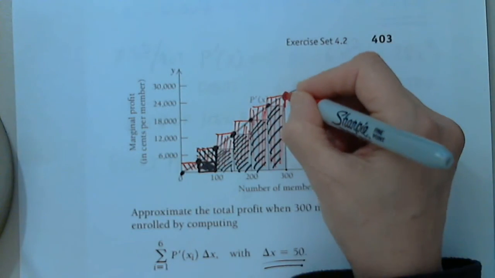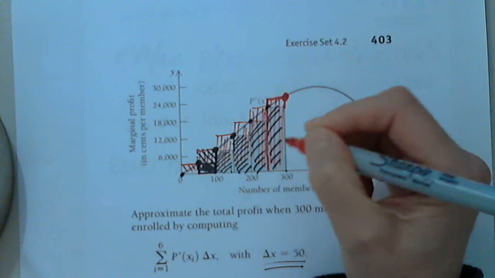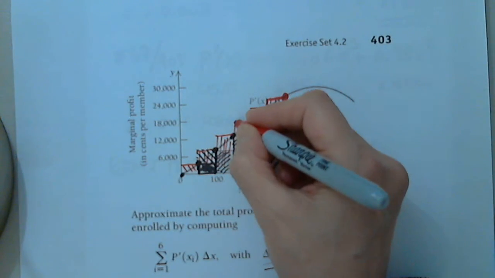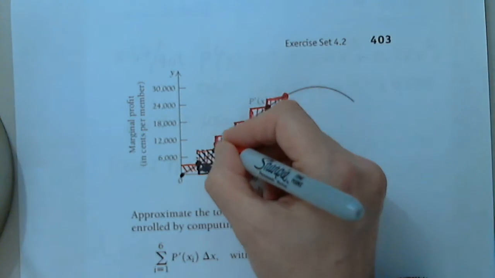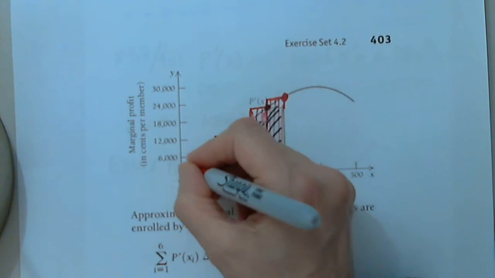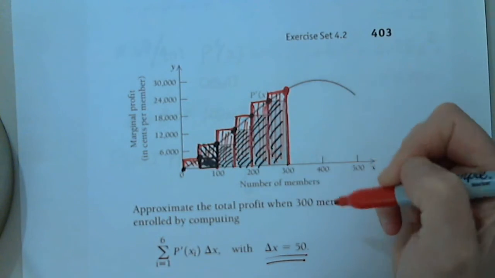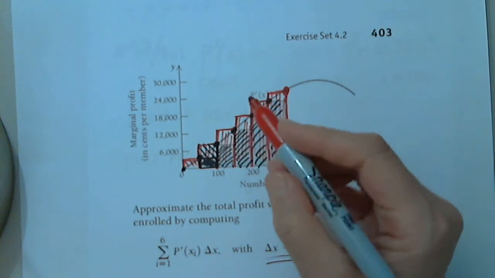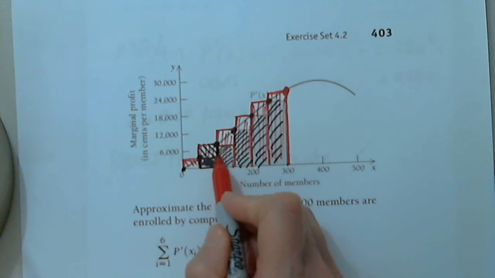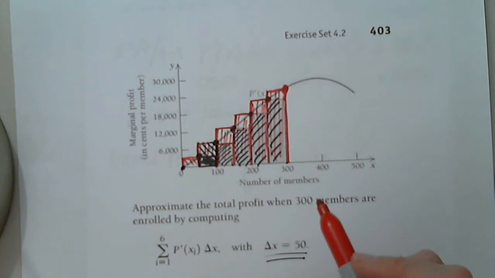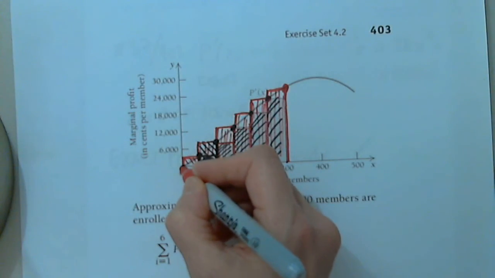Because I'm using this height for this rectangle. I'm using this height for this rectangle. I'm using this height for this rectangle. I'm using this height for this rectangle, and so on and so forth. So the height is on the right. But in our example, the height is on the left. Is that clear? So it's the leftmost point.